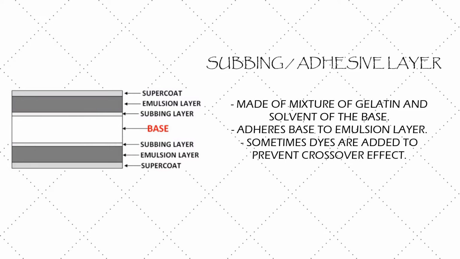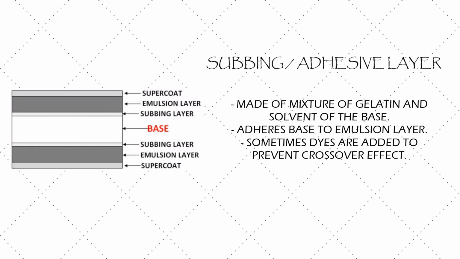When they are dry, the emulsion layer swells much more than the base when the film is wet, and also shrinks much more when dried. Without the subbing layer, this swelling or shrinking will cause the layers to separate from each other.